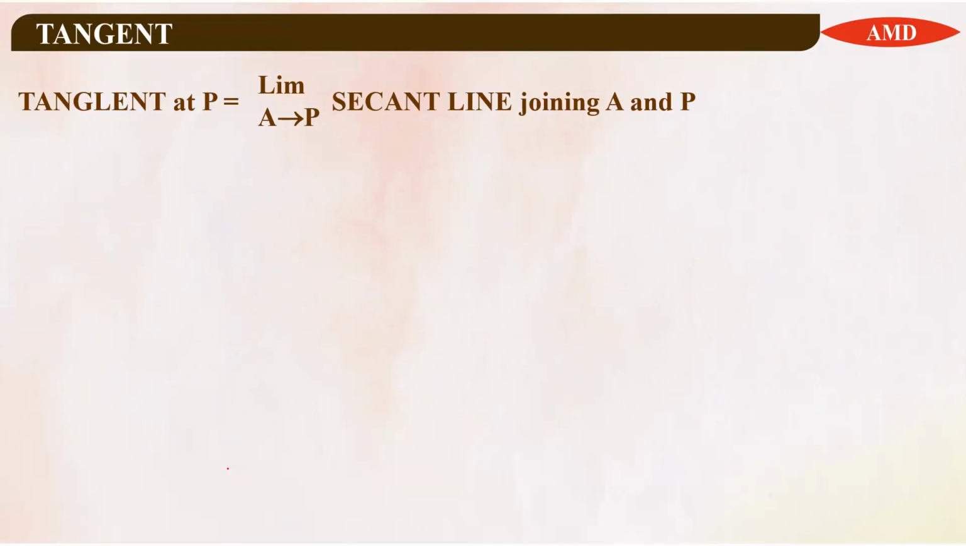Here we come to a very different way of understanding the tangent. Here the tangent has been defined as the limit of the secant line joining the point A and P, where A is approaching closer and closer to P. Let me explain this definition.